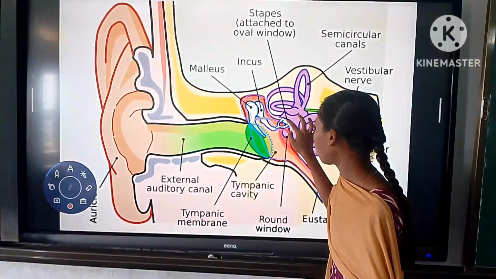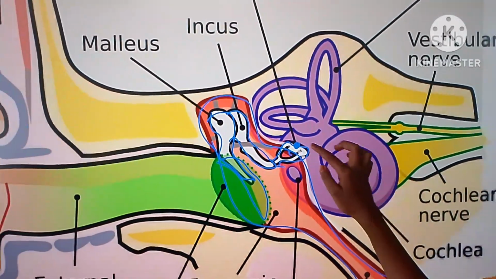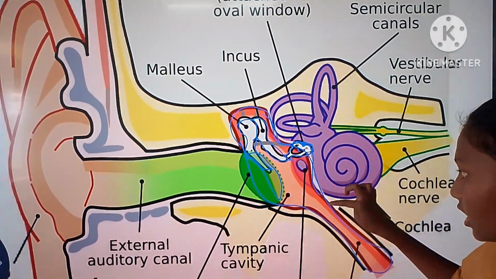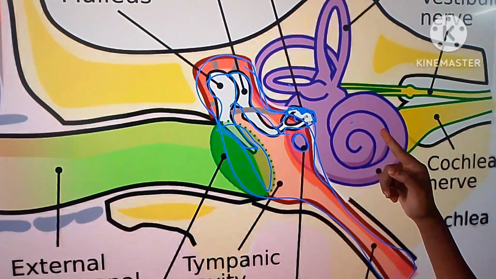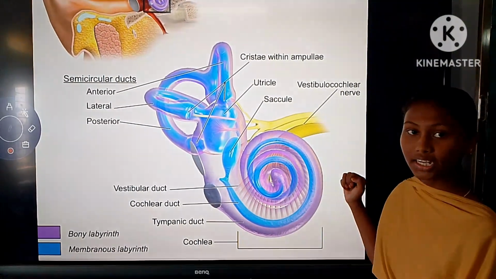This is the oval window. The oval window is one type of membrane covering the end of the middle ear. This is the round window. The middle ear opens into the inner ear through the round window. We will discuss the inner ear.